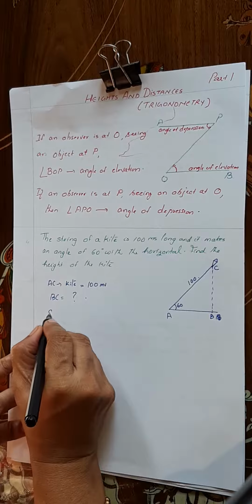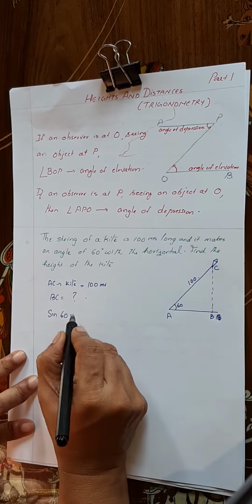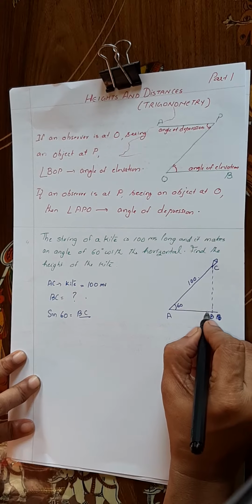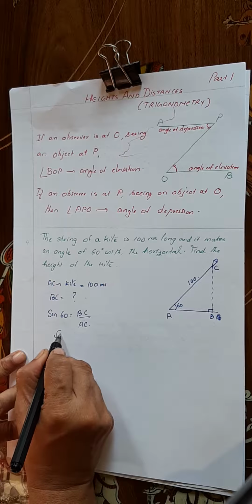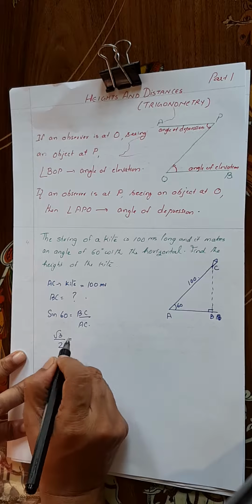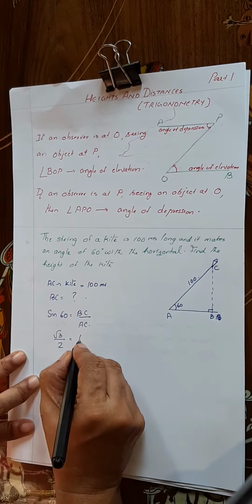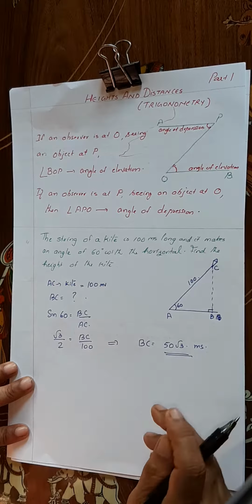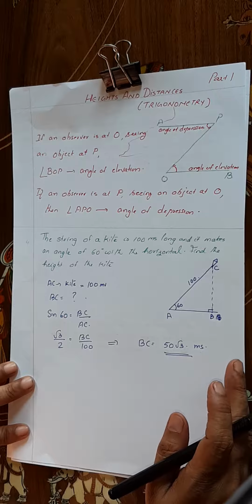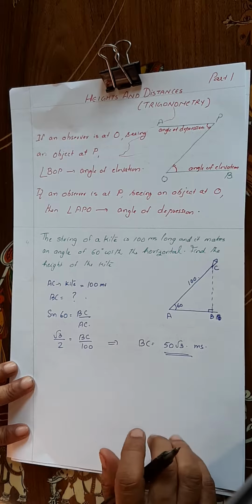Now we know sine 60 is equal to opposite side by hypotenuse. This angle is 90 degrees, so the hypotenuse is AC. Sine 60 is root 3 by 2, equal to BC by 100. From this, BC is equal to 50 root 3 meters. If the value of root 3 is given, you can multiply and put it, otherwise you can leave it as it is. So the answer is 50 root 3 meters.